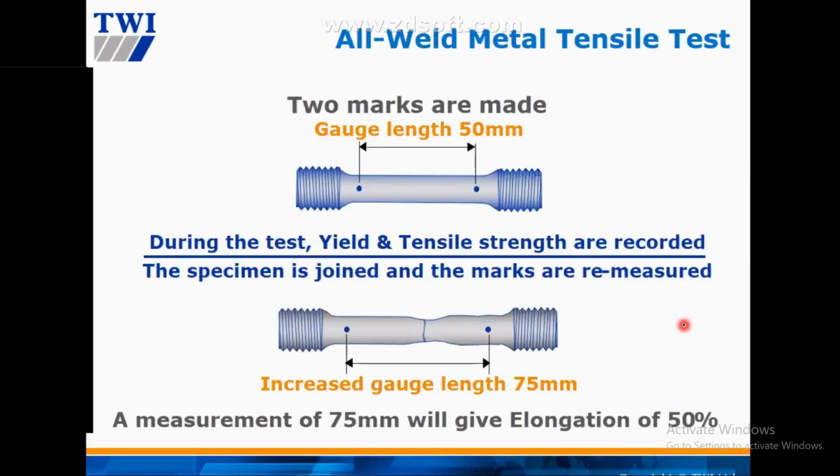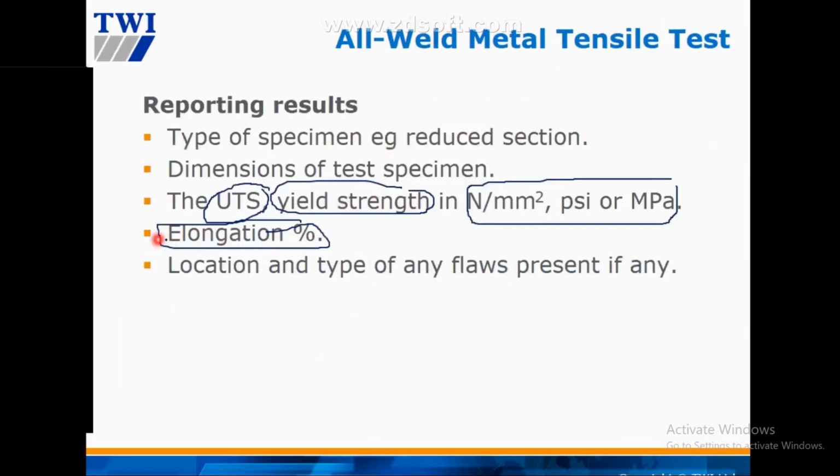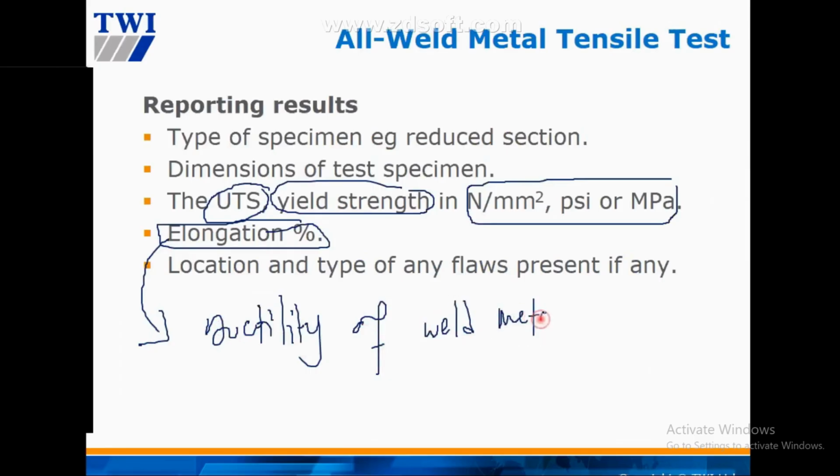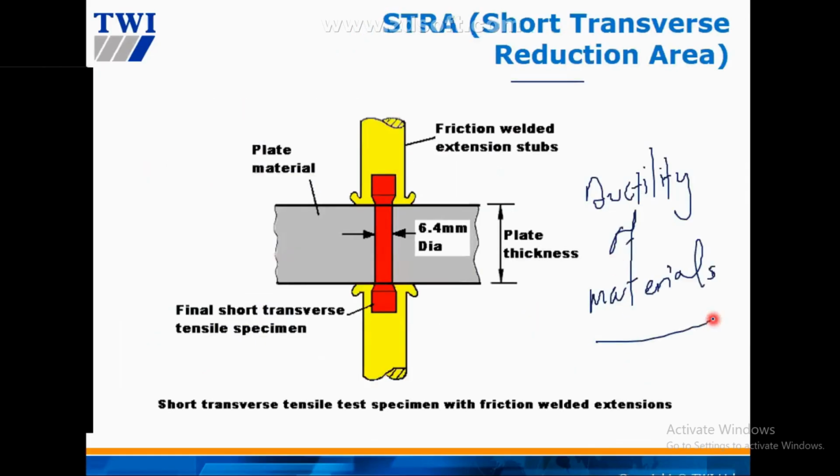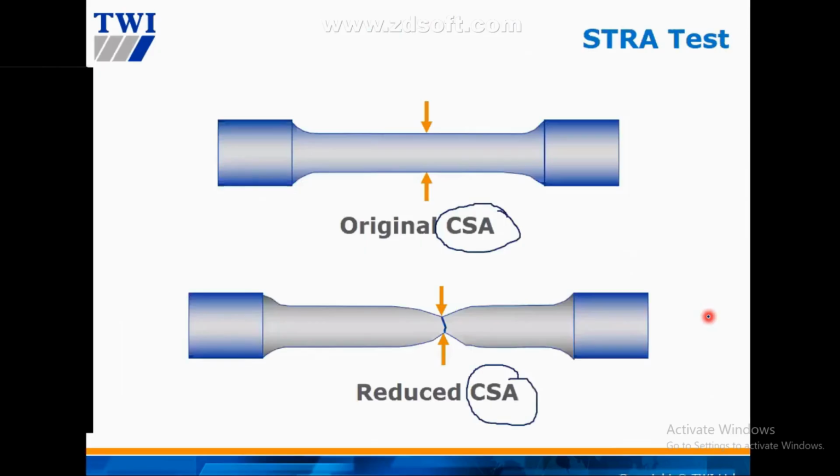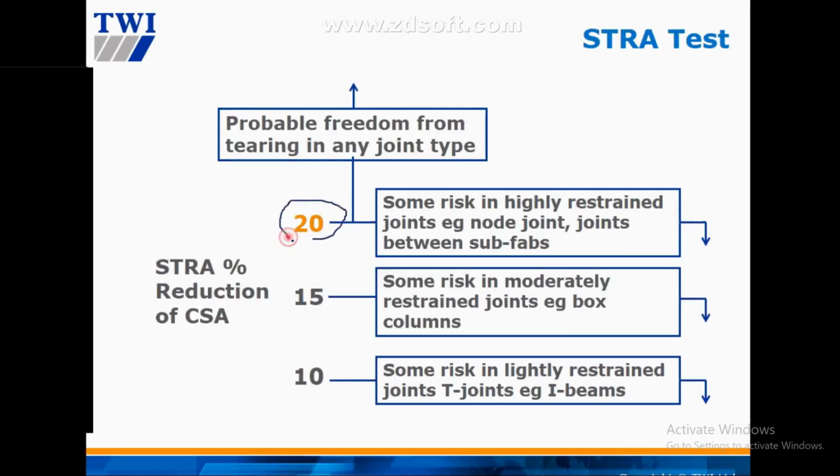Okay, this elongation here under our method is ductility of the weld metal. So this one is for weld metal, and that one is for material. But again, they check ductility. And always remember, if we got more than 20%, it's freedom from tearing in any joint type. Okay.